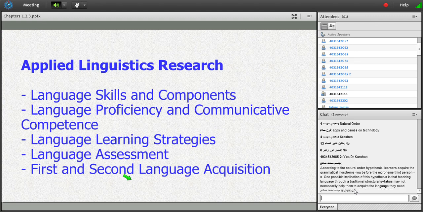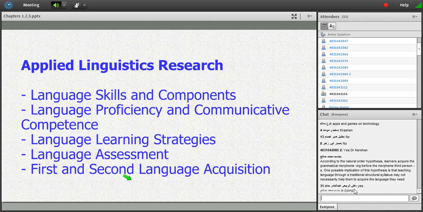Yes, thank you, Aghaye Jasem Muhammad Saleh. The natural order: learners acquire the grammatical morpheme before the morpheme third person. Exactly. So we start learning simple things and then we move to complicated things. We start learning regular things and then we start learning irregular things.